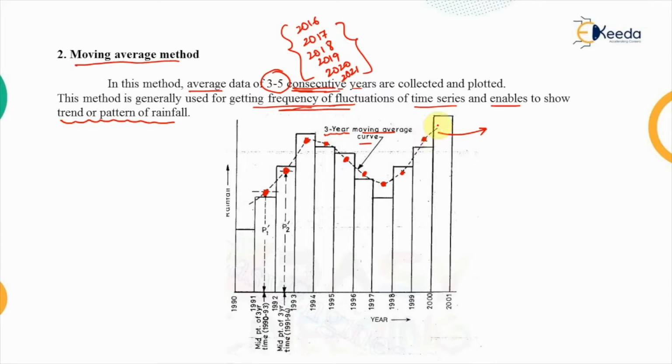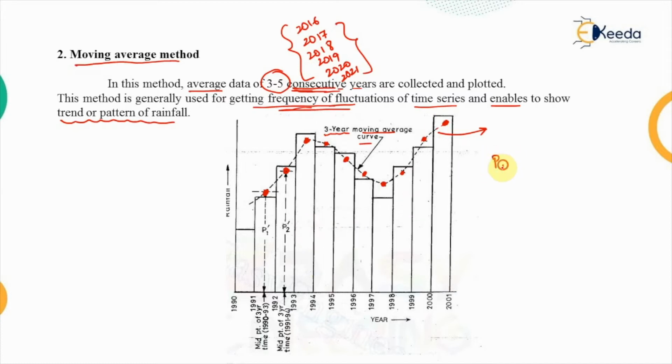That means if the curve is moving in the upward direction, we can predict that the next average will be somewhere like this. So that is the advantage of this moving average method over the other methods. For the 3 years data, we will be taking the average.